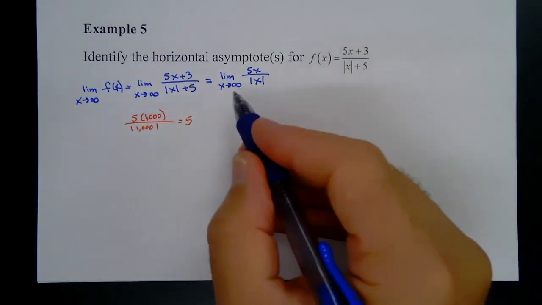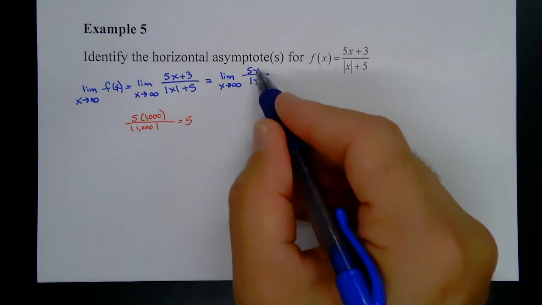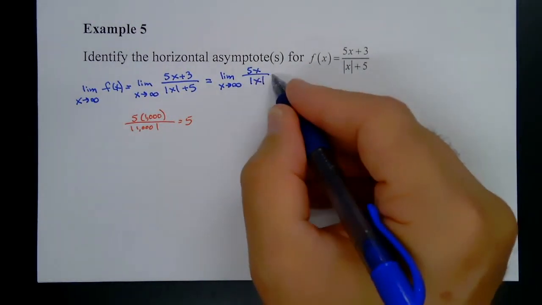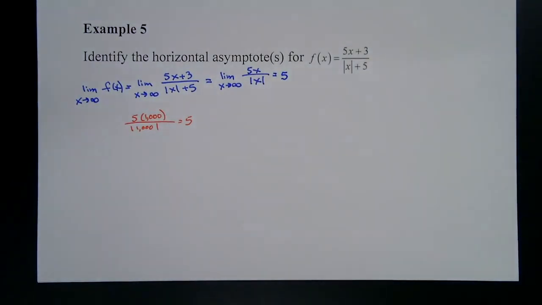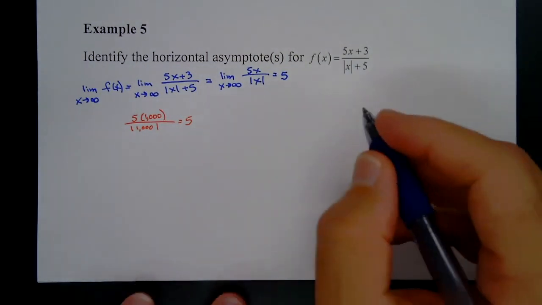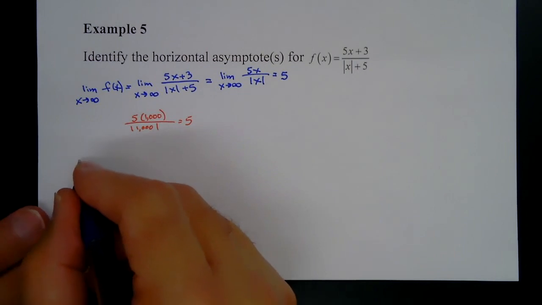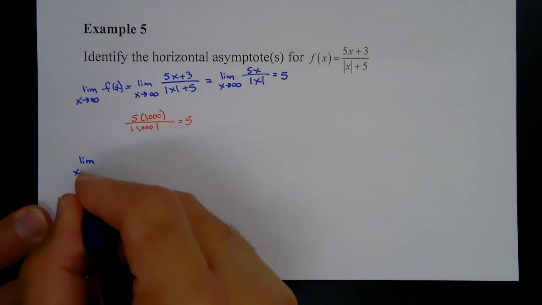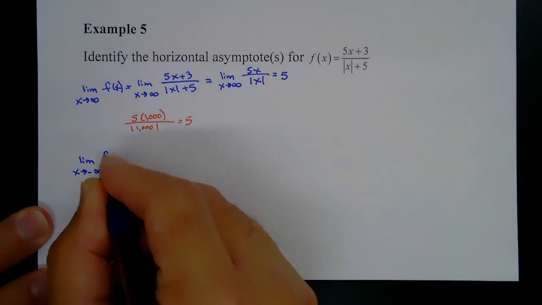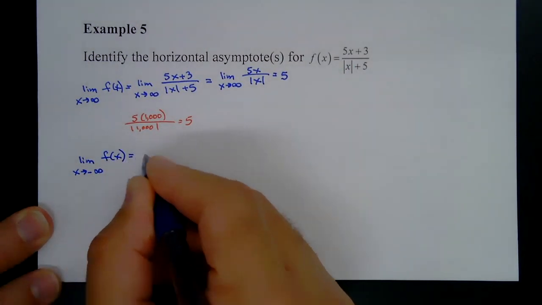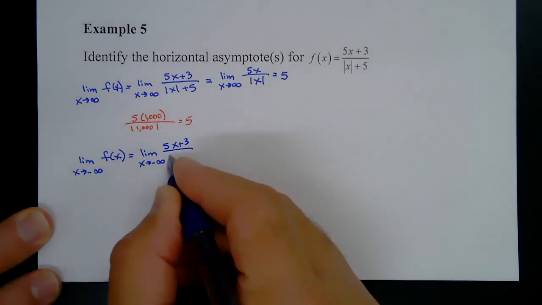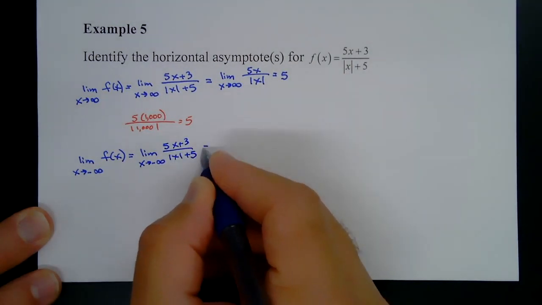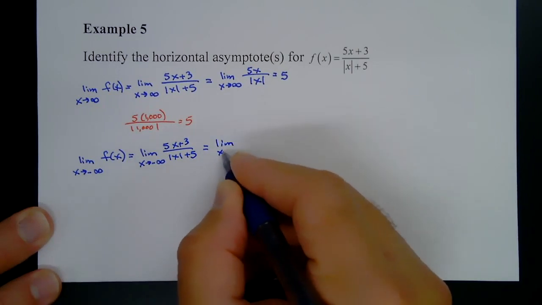All right. So this limit, okay, this x and this x, since they're both positive, are going to cancel, and you're going to get 5 out of this, which means you have a horizontal asymptote at y equals 5. All right. And then let's find this other limit, the limit as x approaches negative infinity of f of x. And that's equal to the limit as x is approaching negative infinity of 5x plus 3 over the absolute value of x plus 5. And that's equal to the limit as x approaches negative infinity.